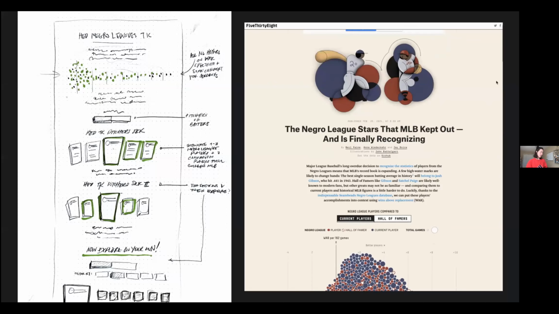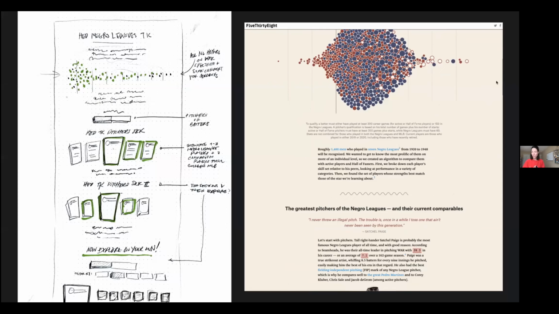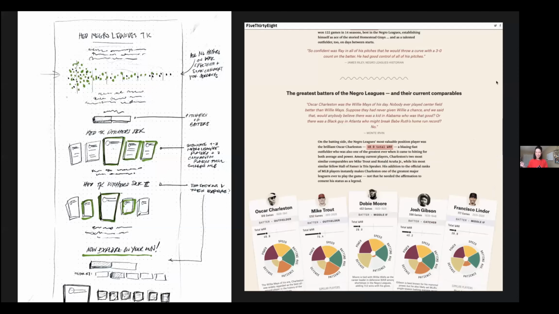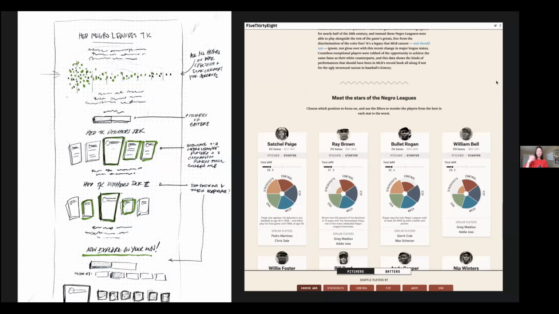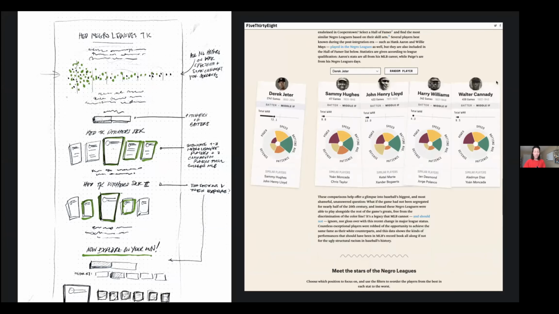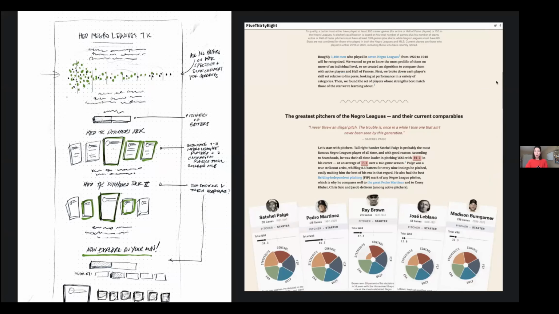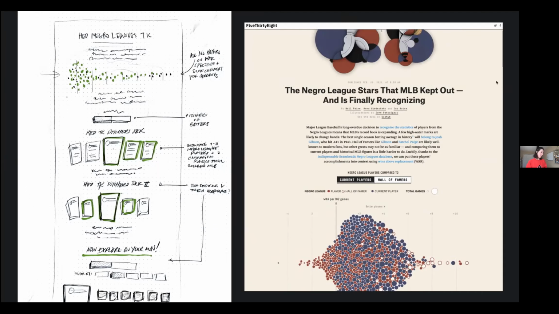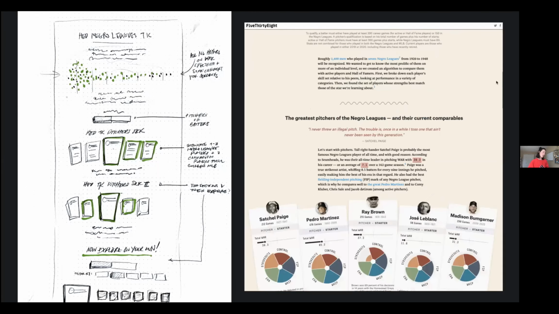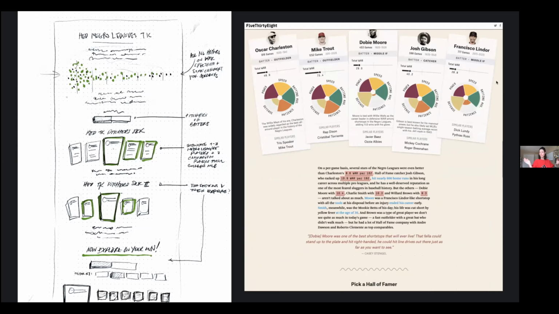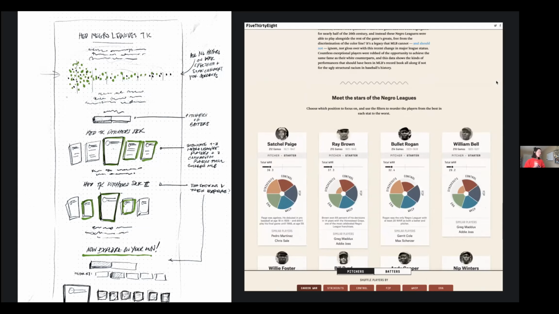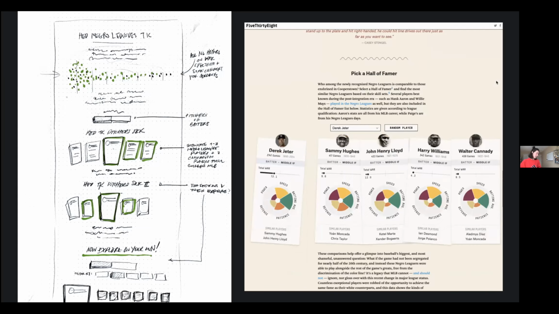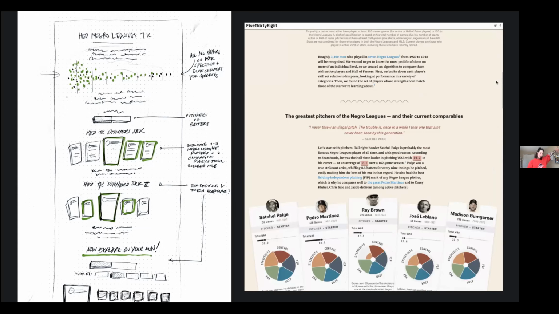So we wanted to commemorate that by making an interactive project and help our readers, who are big sports heads, introduce themselves to these Negro League players, understand how those players match up to players that we know today that are in the Hall of Fame, and just really get a good sense of the statistics and the lay of the land, essentially.